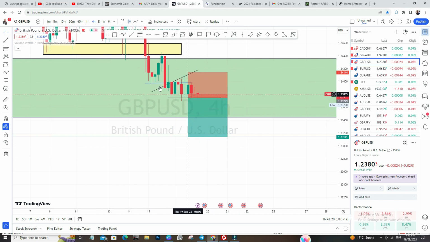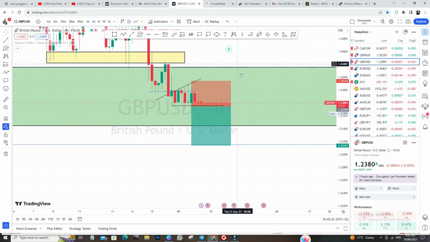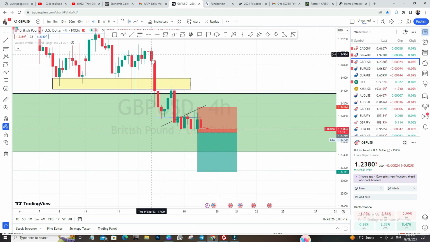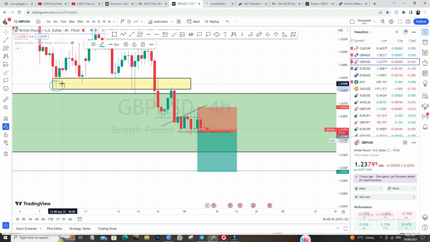If I'm expecting price to push to the downside, before price got here, look at what price did. Price pushed down, came back to retest this level, this yellow zone. Remember, I said that if you want to identify a key level, you have to mark areas where price has actually reacted multiple times. And you can see price has reacted here multiple times, here, here, here. So that's why I drew this yellow line here.